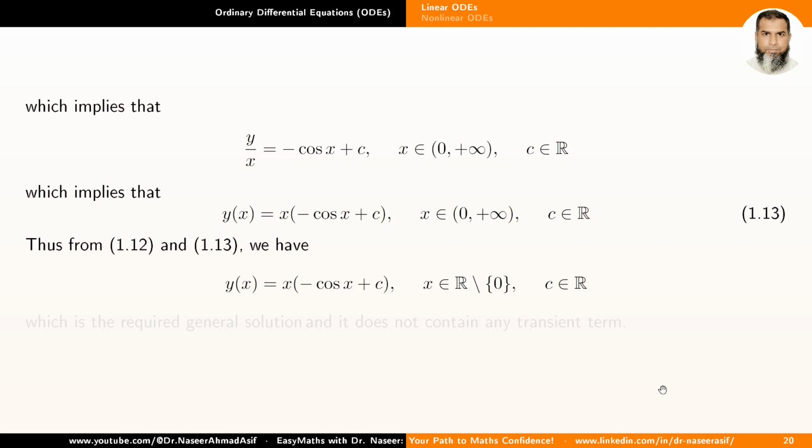Thus from equations 1.12 and 1.13 we have y of x is equal to x times minus cosine x plus c, where x belongs to R other than 0 and c is an arbitrary constant, which is the required general solution, and it does not contain any transient term.